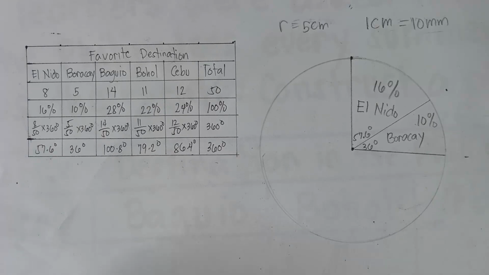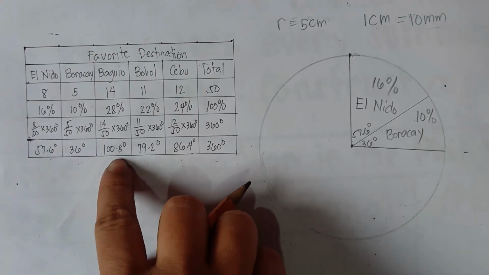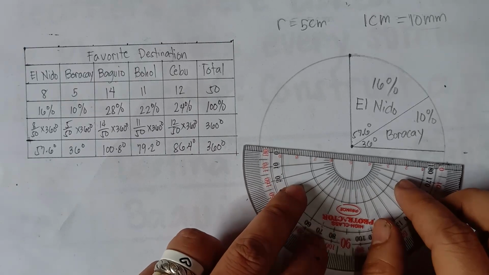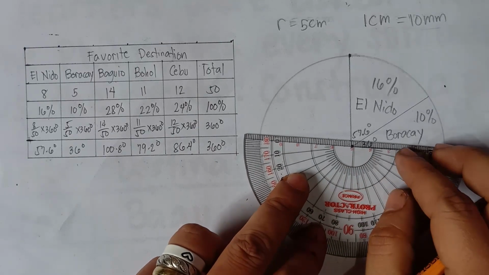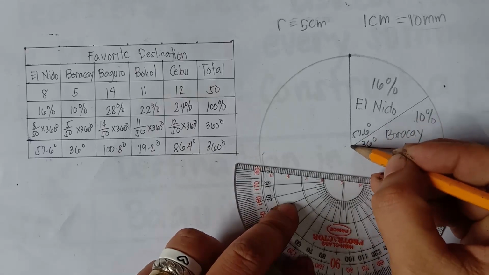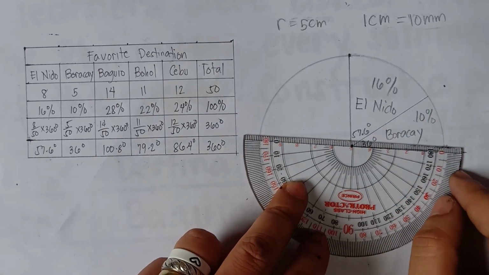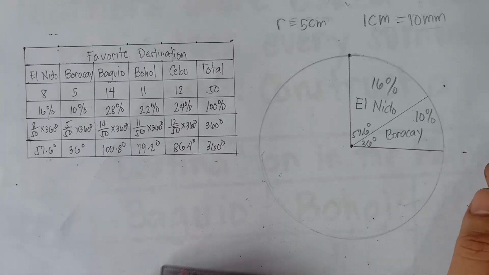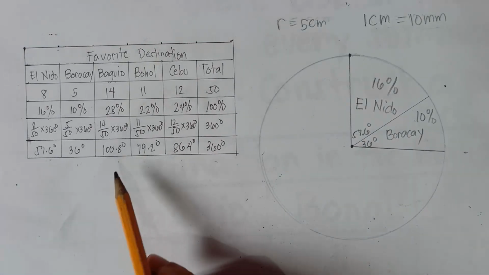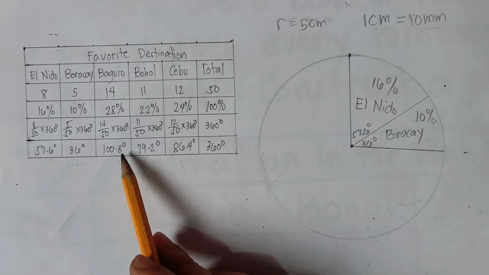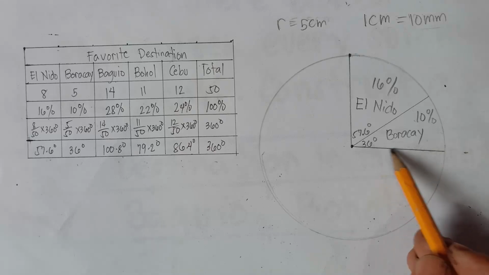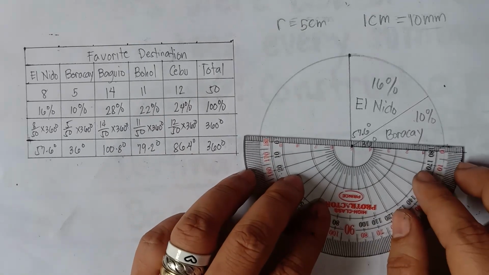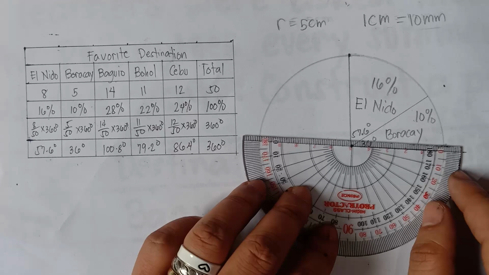Alright, and then next step, 100.8 degrees for Baguio. So once again, you align 0 in this particular line, and then the center part of our protractor, for the decimal, this point right here. Okay, the next step, that would be Baguio, 100.8 degrees. We align 0 in this particular line, and then the center part of our protractor, we put it here.